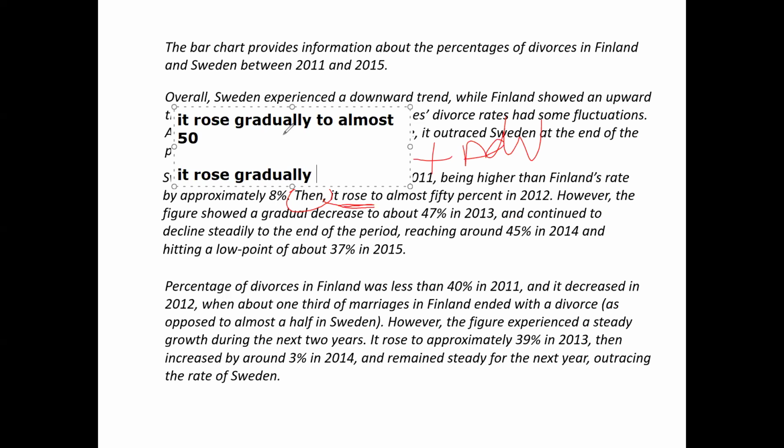The difference is 2%. So can I say, then I will write "to" or "by"? By 2%. Now I say "by almost 2%", "to almost 50%". The difference is clear now, the usage of "by" and "to". It rose gradually to almost 50%, or it rose gradually by 2%. When did it happen? In 2012.